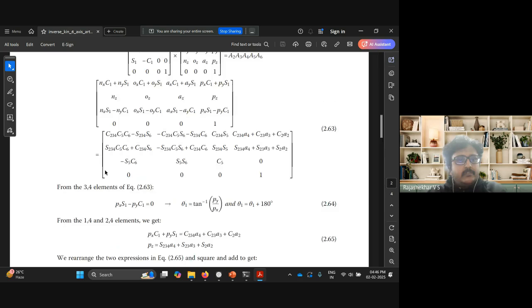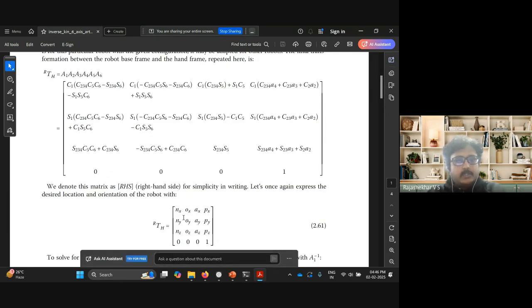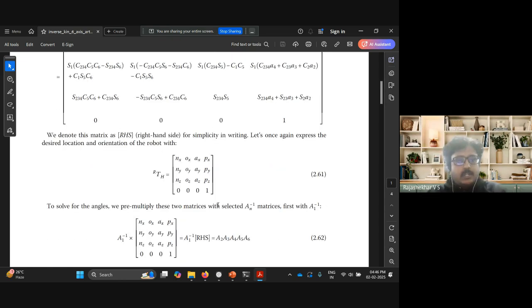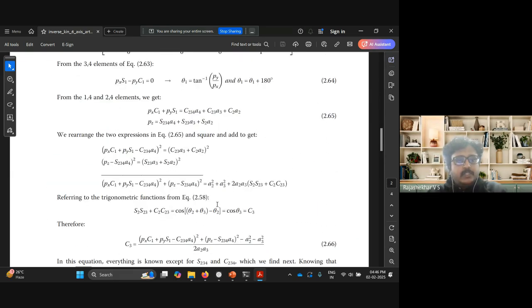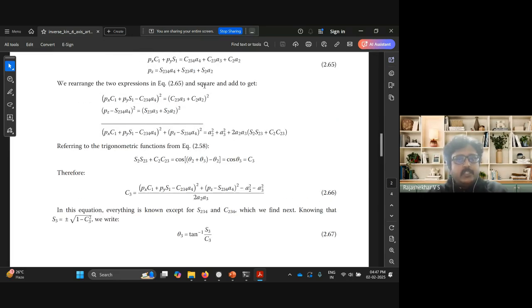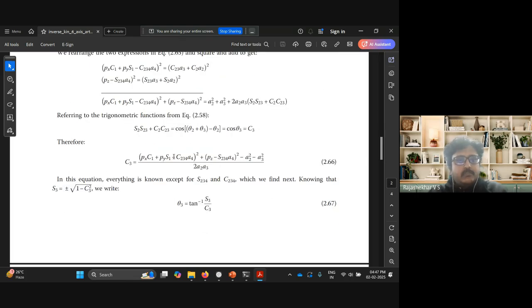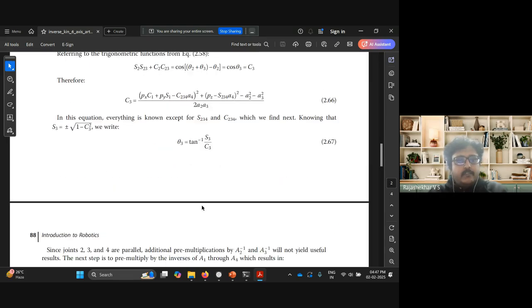So from the elements of the matrix on the right side, this side is nothing but RTH, nothing but this matrix. So we'll compare the two matrices, and we try to find out elements which are favorable to us, and we try to find the next thing, which is theta 3. This is done by arranging the equations: from these two elements, we form two equations. These two expressions we square and add to get an expression, and from this expression we get theta 3.